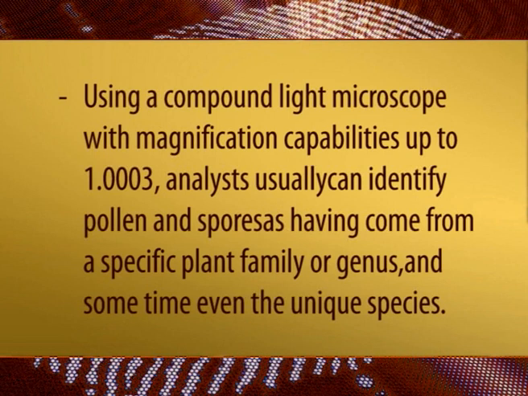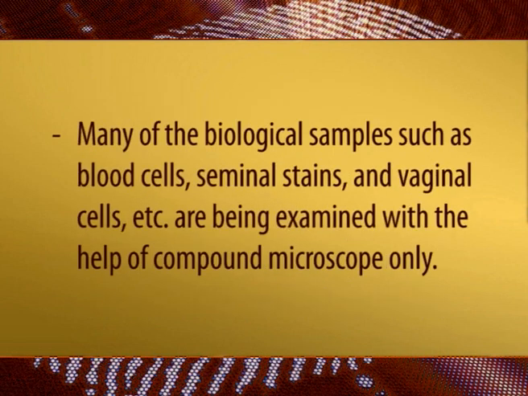Using a compound light microscope with high magnification capabilities, analysts usually can identify pollen and spores as having come from a specific plant family or genus, and sometimes even the unique species. Many of the biological samples such as blood cells, seminal stains and vaginal cells etc. are being examined with the help of compound microscope only.